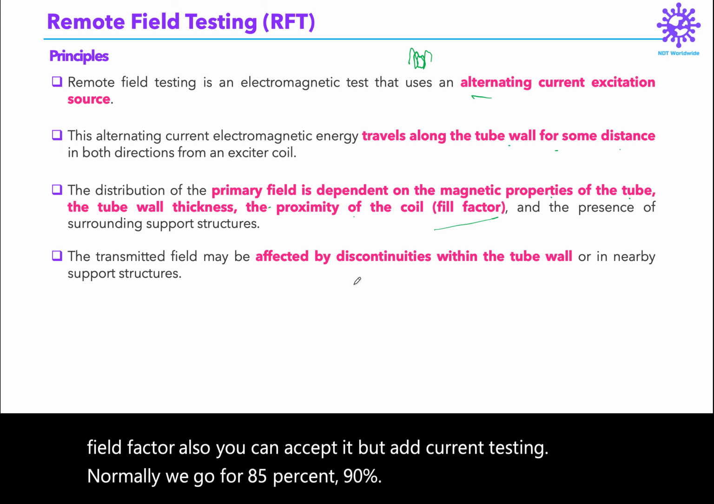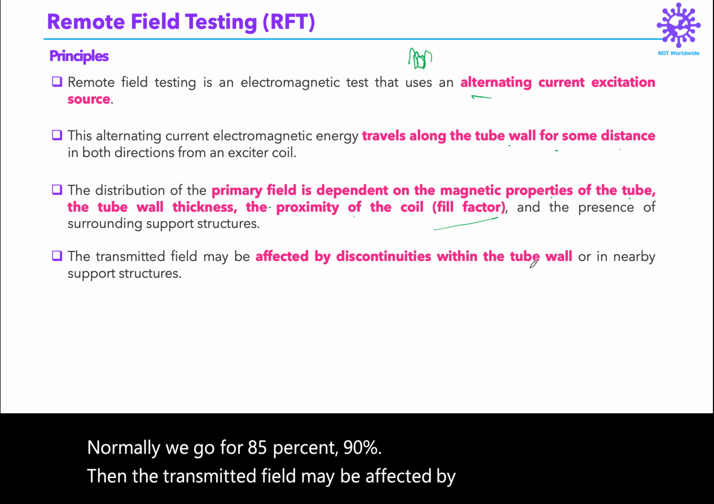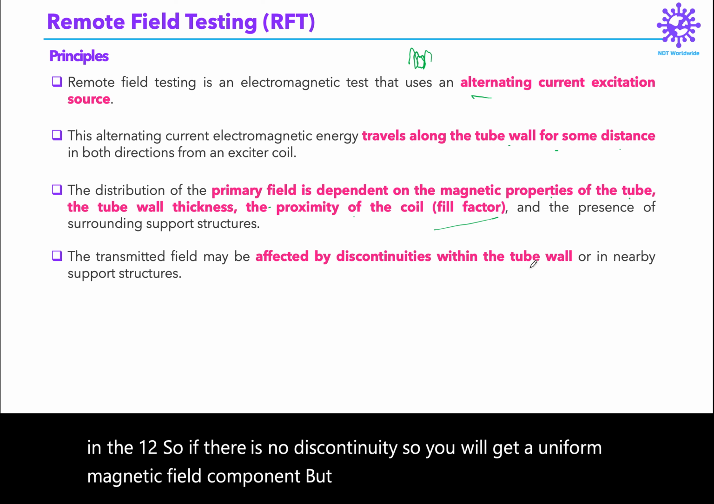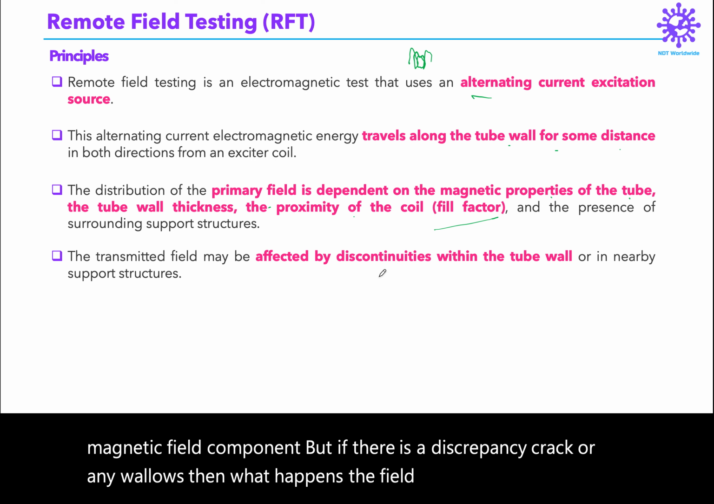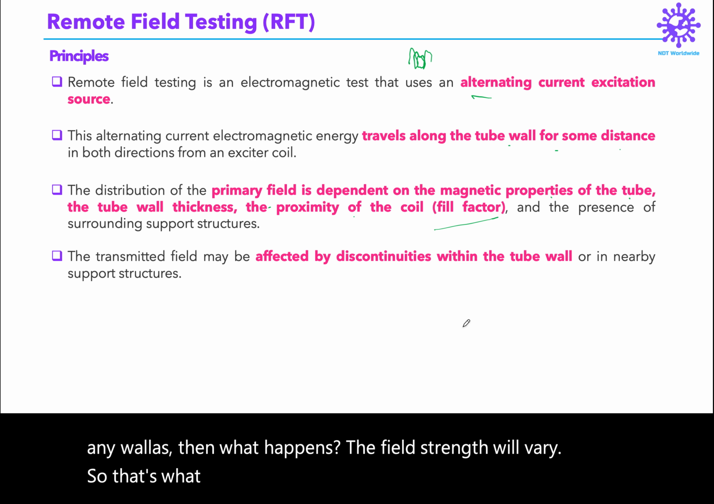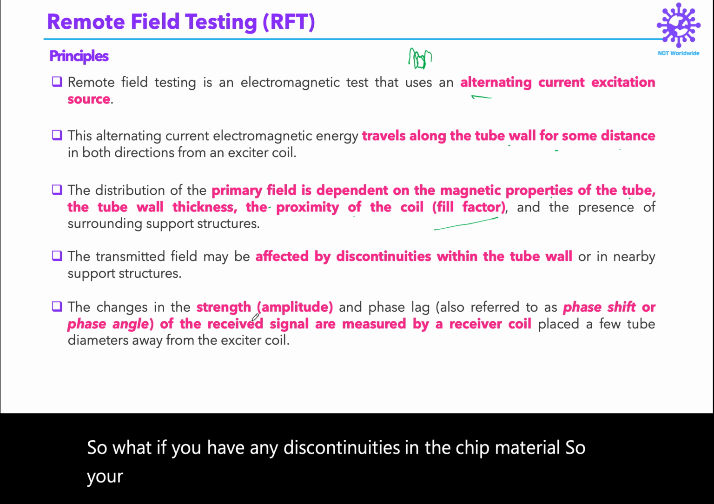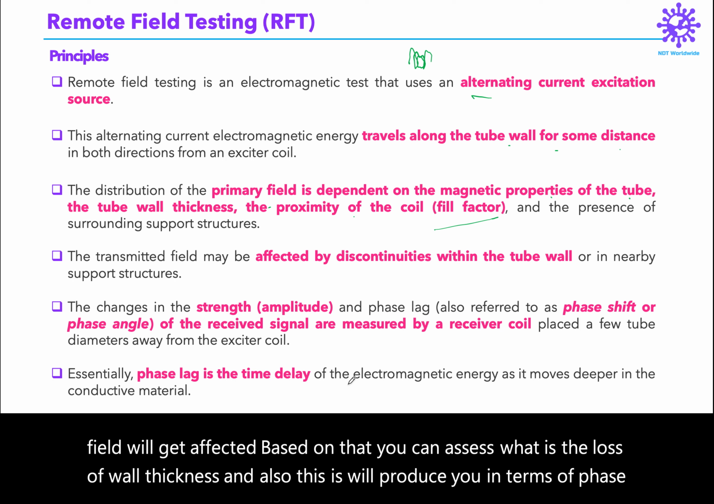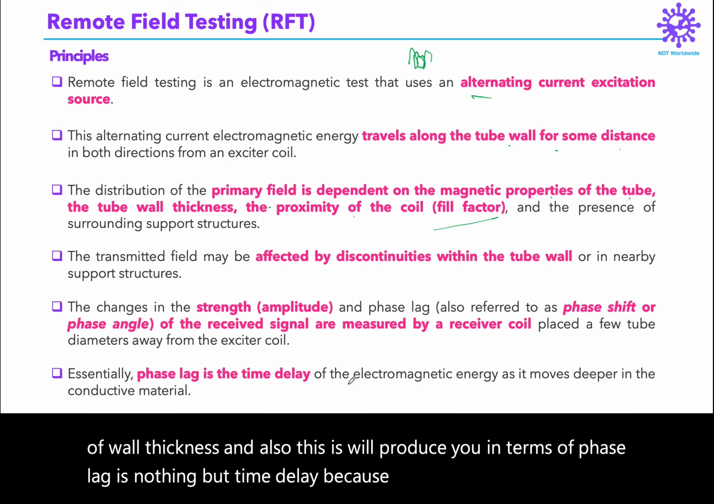Then the transmitted field may be affected by discontinuities in the tube wall. If there is no discontinuity, you will get a uniform magnetic field component. But if there is a discontinuity like a crack or any wall loss, then the field strength will vary. So if you have any discontinuities in the tube material, your field will get affected. Based on that, you can assess the loss of wall thickness, and it will also show up in terms of phase lag, which is nothing but a time delay because of this particular wall loss.